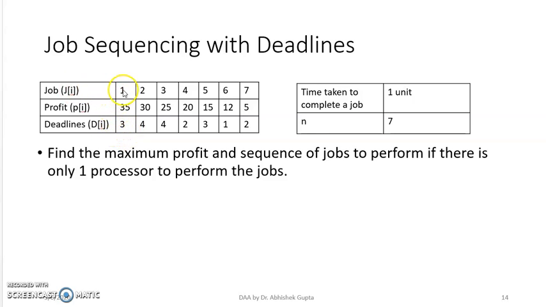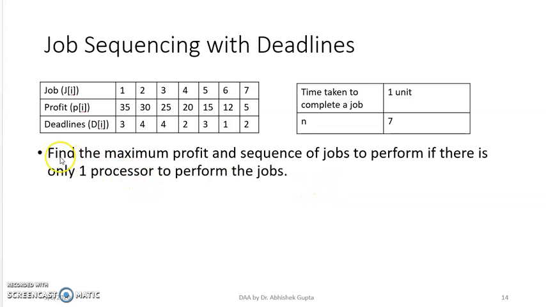Let's say the first job can be completed within 3 units of time. The second job can be completed within 4 units of time, and if you complete this job then the profit will be 30. Similarly, a job Ji is given which can be completed within at most Di units of time, and which will give Pi profit. We are assuming that there is one processor executing those jobs, and at a time it can complete only one job.